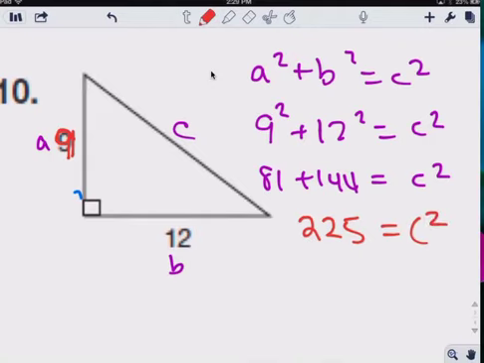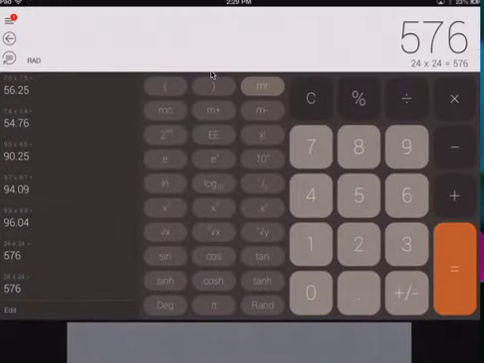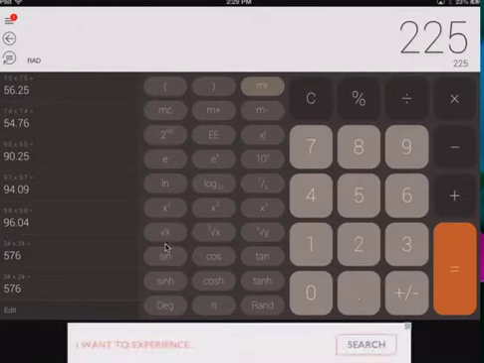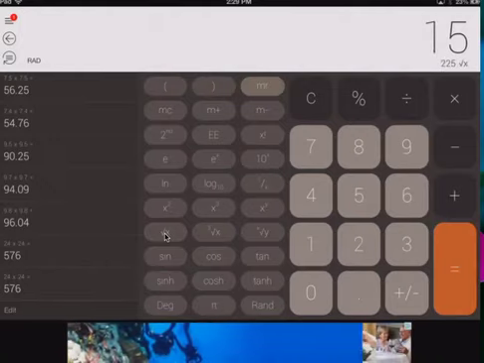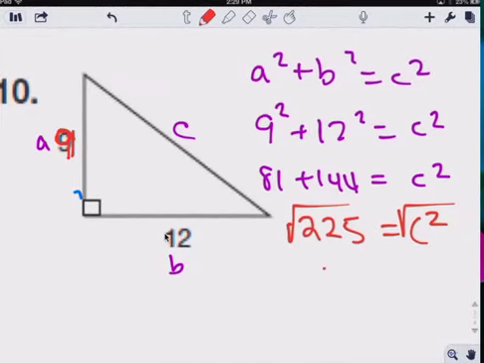Now you find a square root by using a calculator. You take the square root here, and then you use a calculator. Clear it, 225, and then you click on this, there's the square root symbol. It's right here. So I press that and I get 15. So my answer is 15.